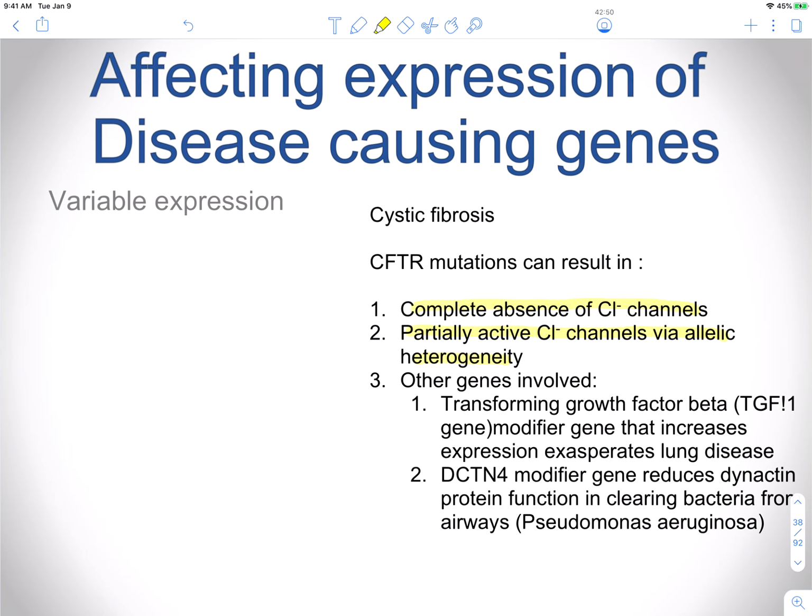You also have other genes that can get involved. You have modifier genes that are going to increase expression, transforming growth factor beta 1. You also have another modifier gene, dynactin protein function, and that's going to be involved in clearing bacteria from airways that can help exacerbate the disease if that one is also mutated. So again, it depends on whether it's just the cystic fibrosis receptor, or if it's also compounded by these other mutations in other genes.